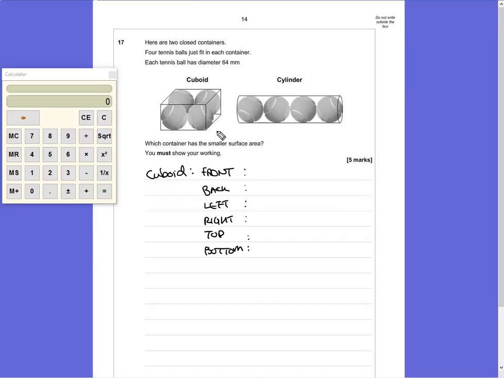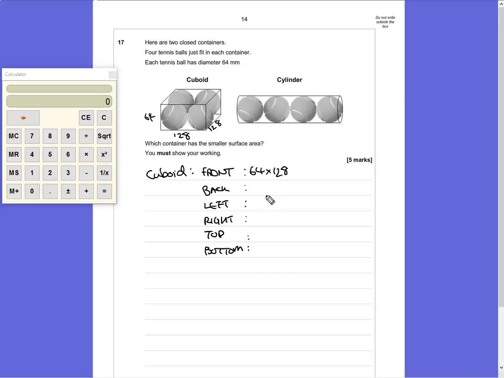To calculate the area of the face of a cuboid, we have a rectangle, which is found by multiplying the height by the width. Because we're told that each tennis ball is 64 millimeters across, which is the diameter, we know that the box must be 64 millimeters tall, twice 64, which is 128 millimeters across, and the same in its depth, 128. To find the area of the front of this box, we multiply 64 by 128.